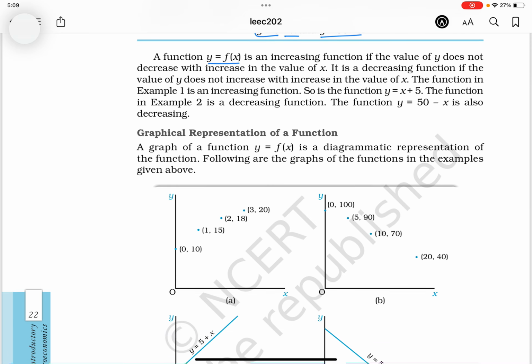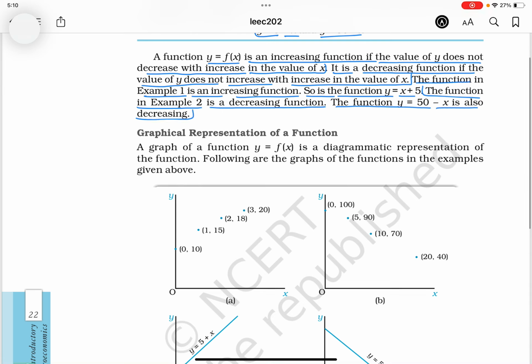A function y is equal to f(x) is an increasing function if the value of y does not decrease with increase in the value of x. It is a decreasing function if the value of y does not increase with increase in the value of x. The function in example 1 is an increasing function. So is the function y is equal to x plus 5. The function in example 2 is a decreasing function. The function y is equal to 50 minus x is also decreasing.